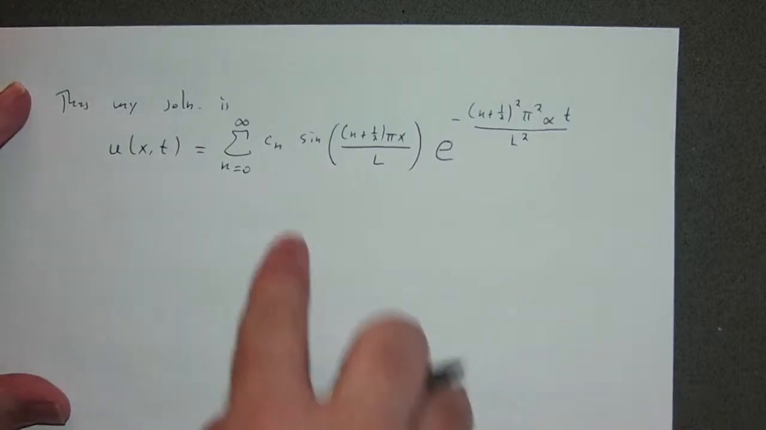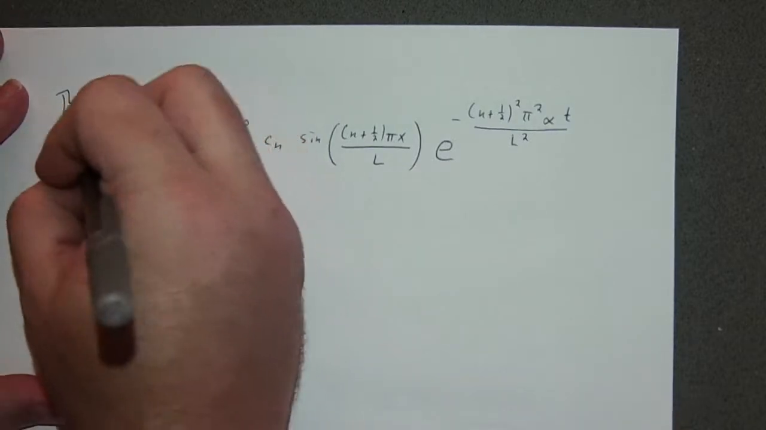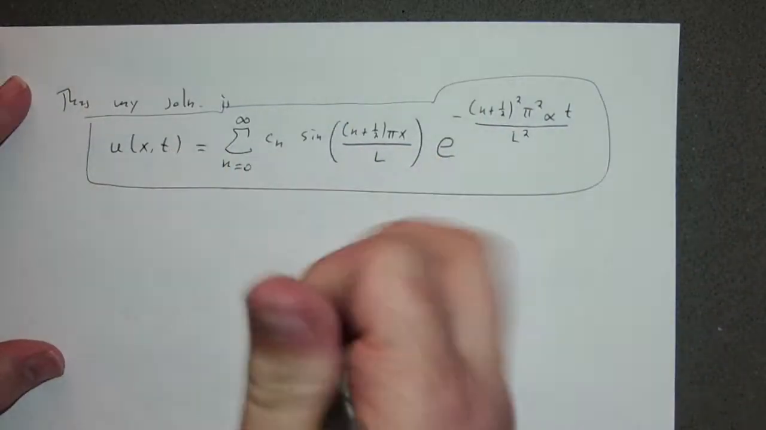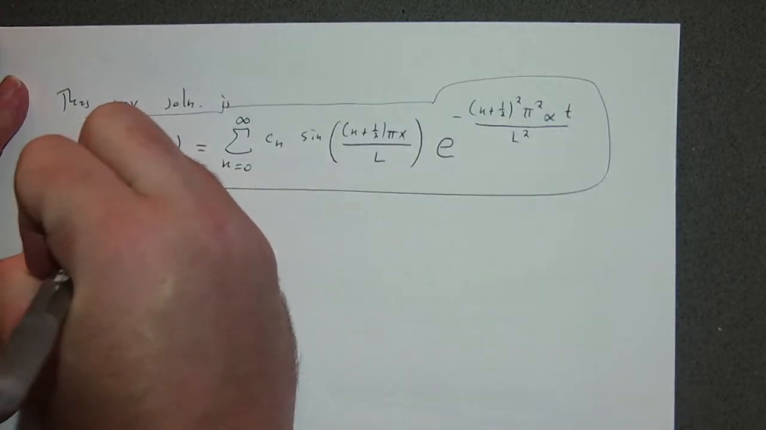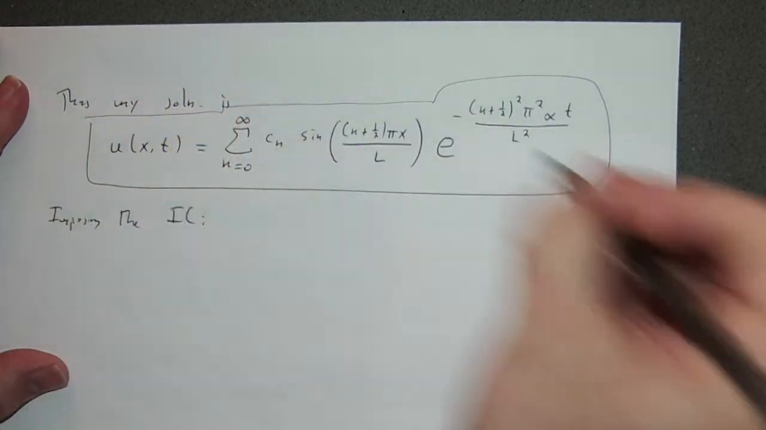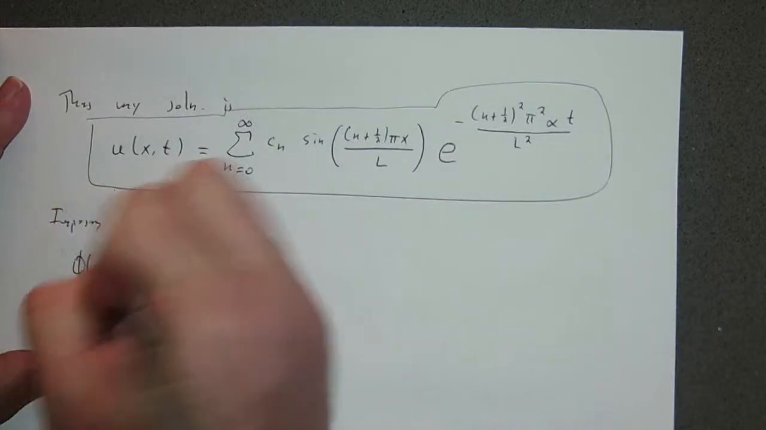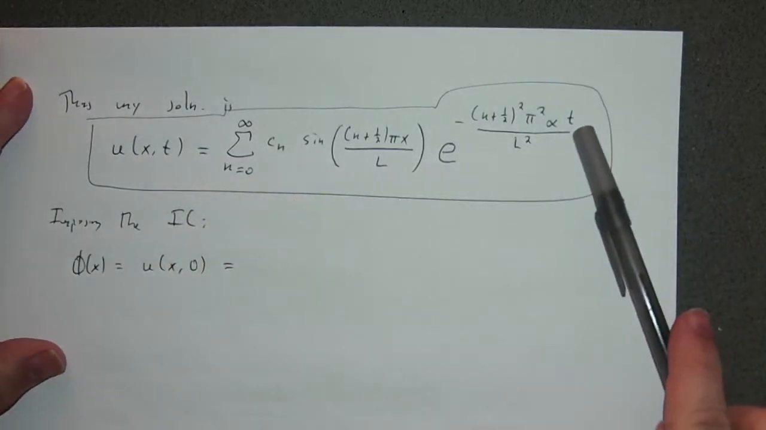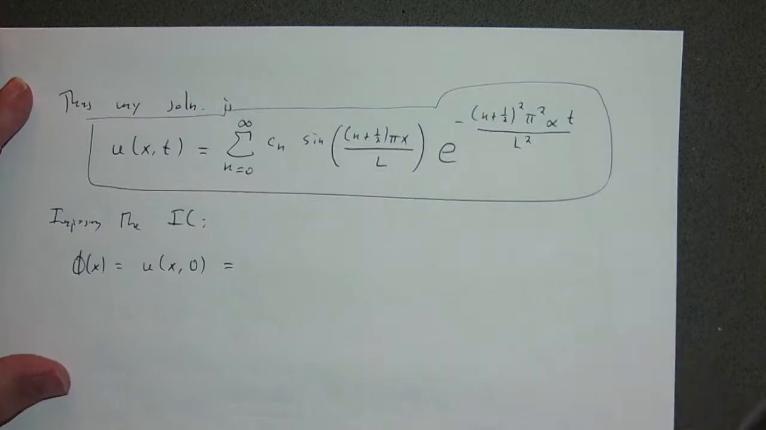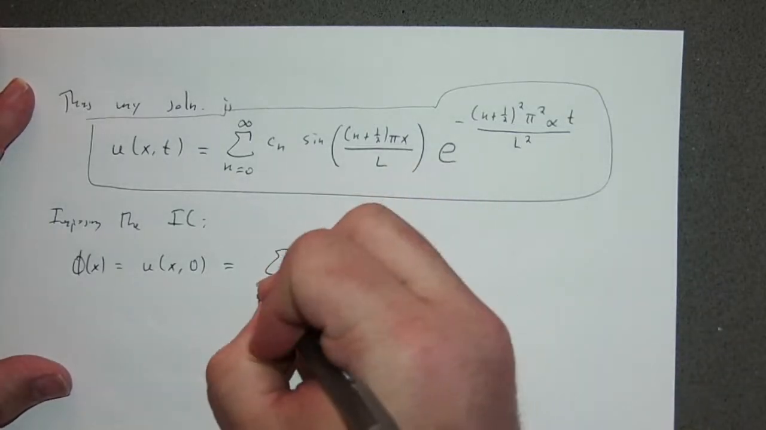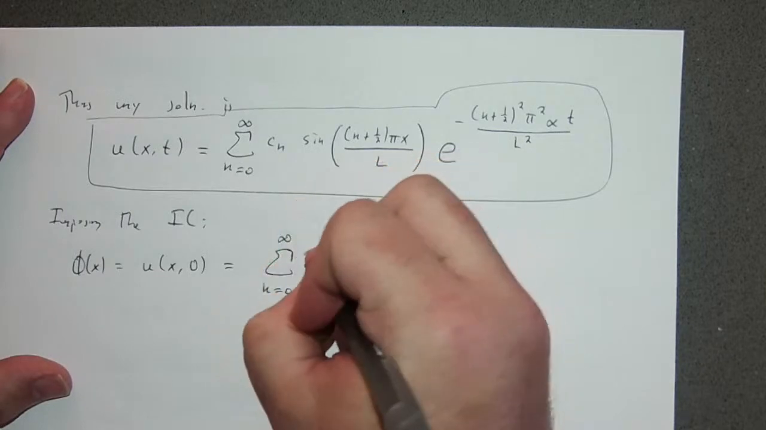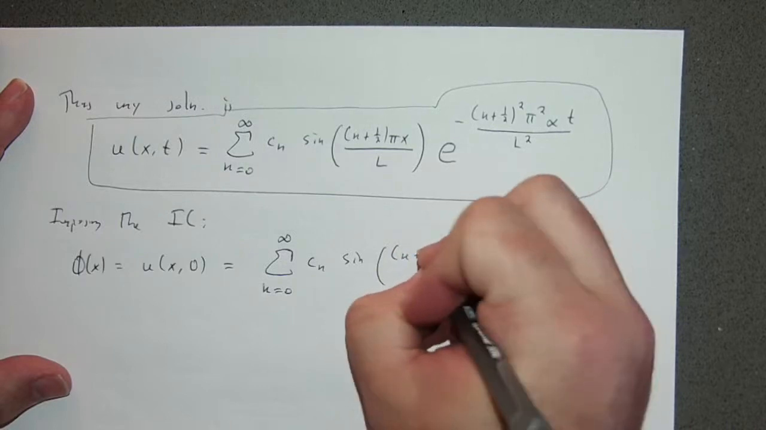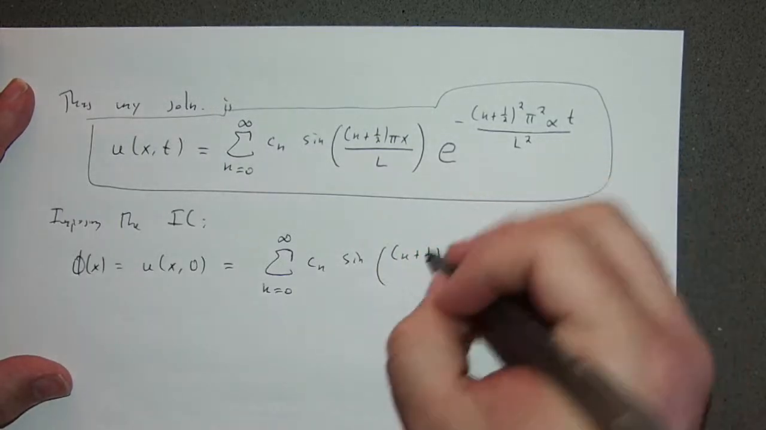And so, imposing the initial condition, as usual. So here's my solution. In order to find what the c sub n should be, I have to impose my initial condition. So imposing the initial condition, phi of x is u of x,0, which is, thankfully, I plug in 0 here, and so this just becomes 1. So this is the sum from n equals 0 to infinity of c sub n sine of (n plus 1/2) pi x over L.